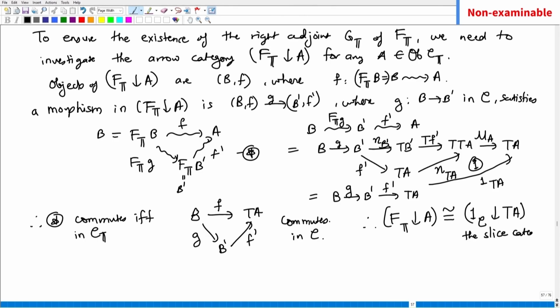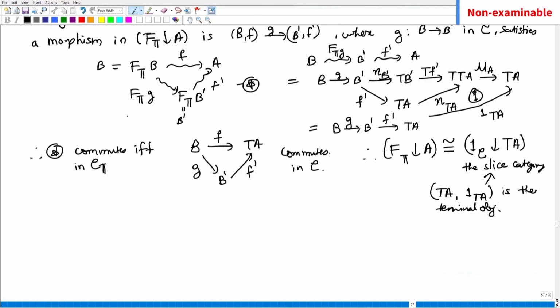And do you remember anything about terminal objects in slice categories? The identity morphism on that object is the terminal object. So (TA, 1 sub TA) is the terminal object. Okay, so we can use that theorem to conclude that this indeed has a right adjoint.